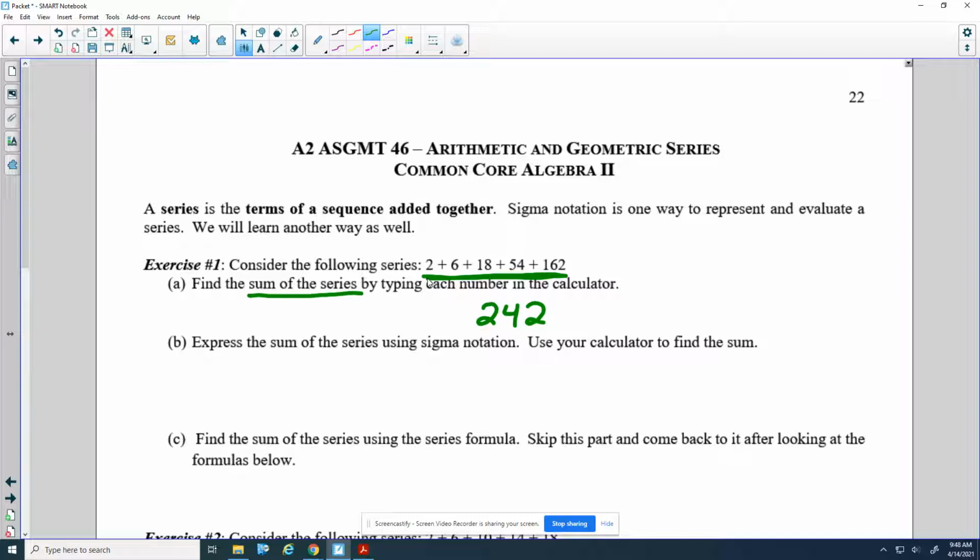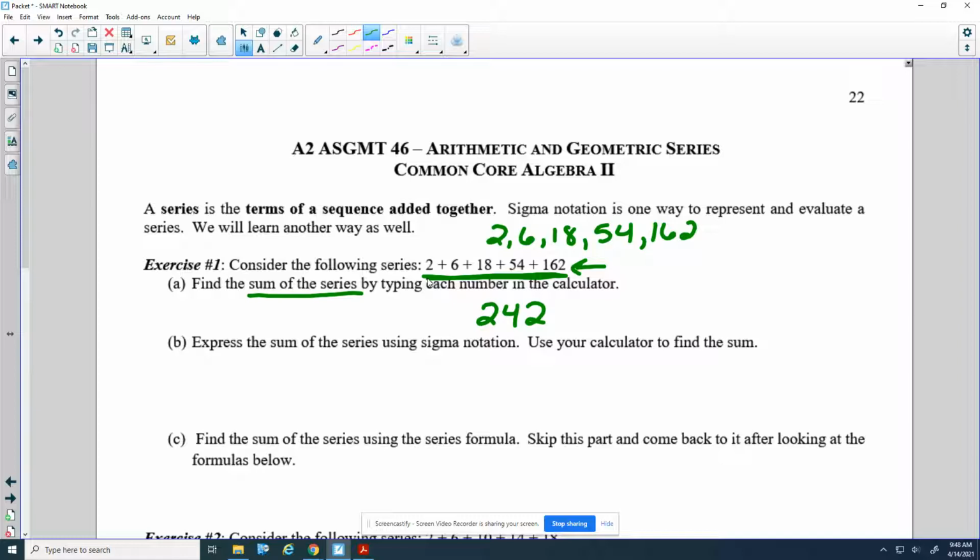And just to review vocabulary, a sequence is something that just has the commas between it. As soon as we're adding those terms together, we call it a series. Now, from the last lesson, it says express the sum of the series using sigma notation, and then we can use our calculator to find the sum.